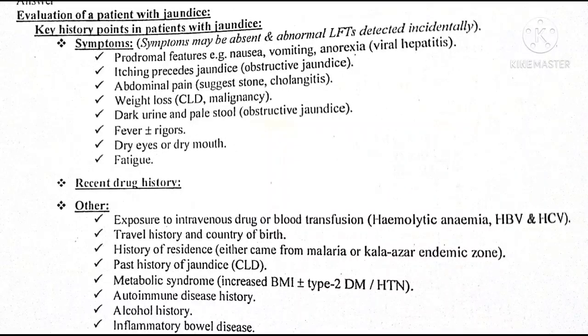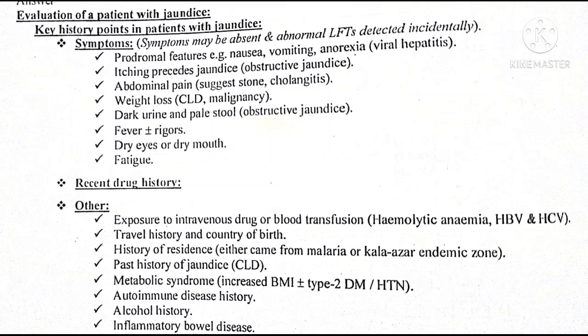Jaundice. What is jaundice? Jaundice may be defined as yellow discoloration of the skin, sclera, and mucous membrane due to an increased bilirubin concentration in the body fluid above normal. Normal serum bilirubin is 0.3 to 1 mg per deciliter, and clinical jaundice occurs when bilirubin in plasma exceeds 3 mg per deciliter.